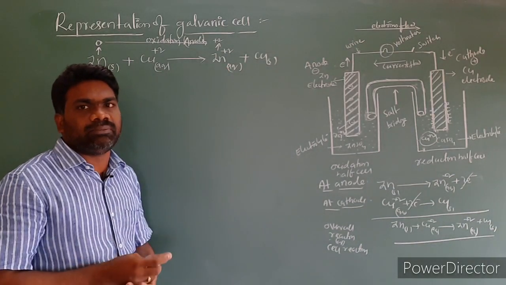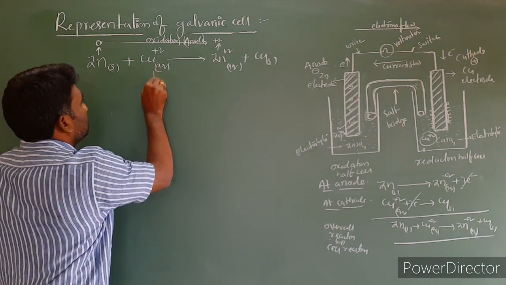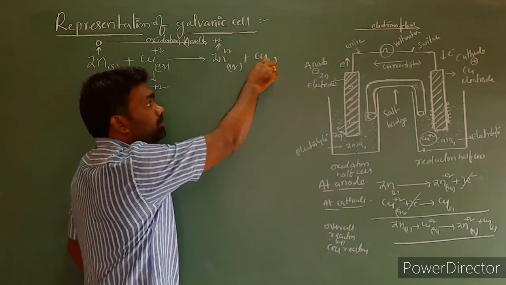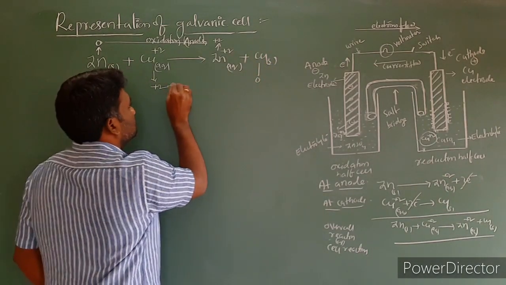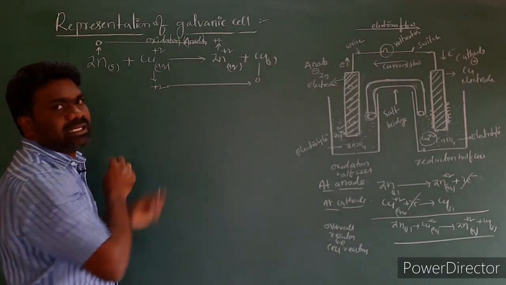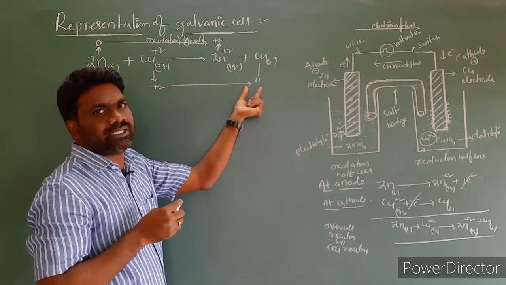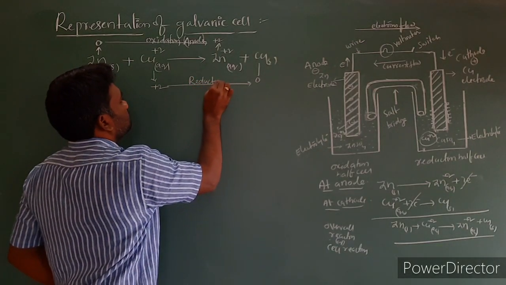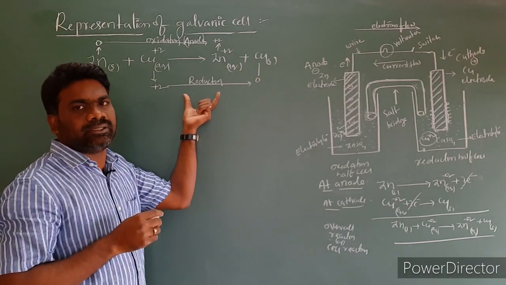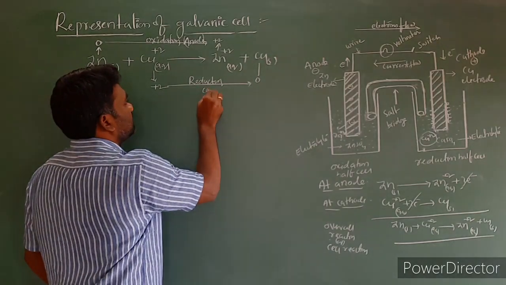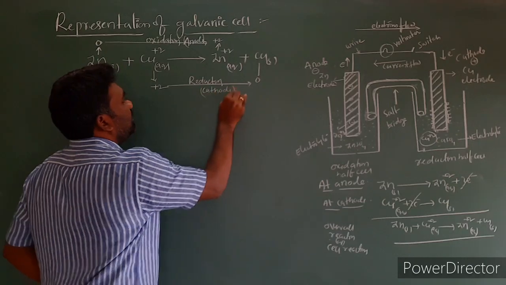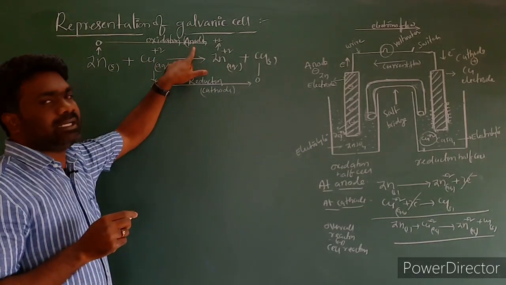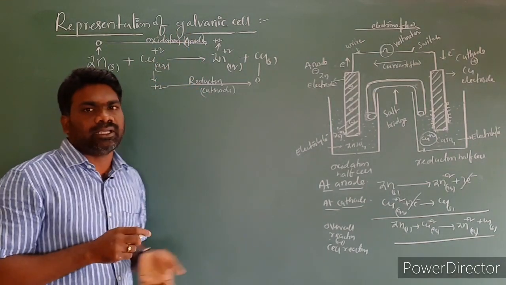And where the reduction is taking place, that we take as the cathode. Copper is in the form of plus 2 charge, and it goes to the elemental state, where the oxidation number is 0. So plus 2 to 0 is a decrease in oxidation number, and a decrease in oxidation number is called reduction. Where reduction is taking place, that half cell is the cathode, and where oxidation is taking place, that half cell is the anode. So this is the identification of anode and cathode.